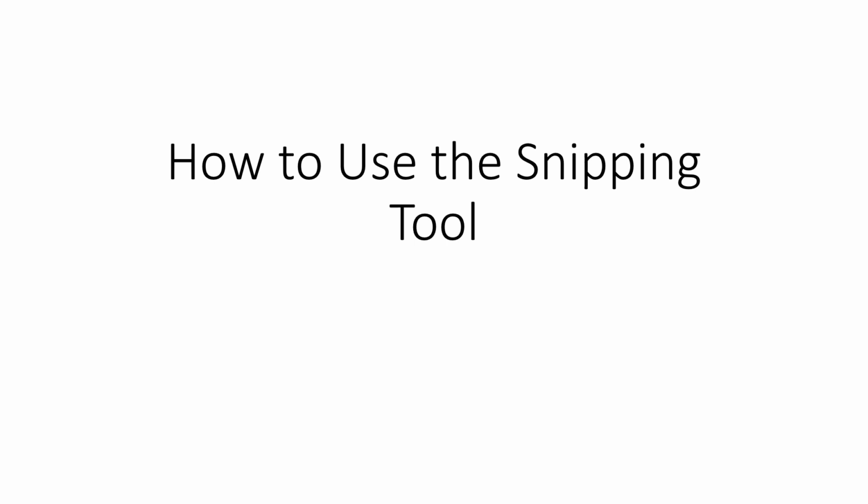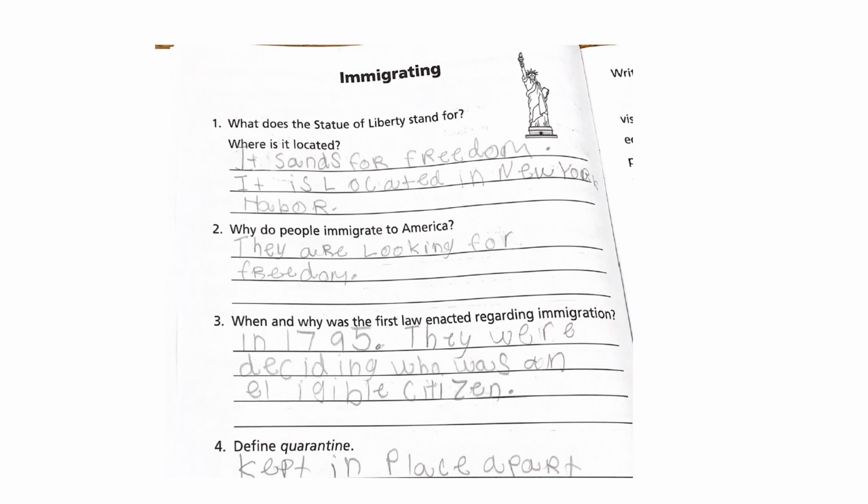Hey everybody, let's take a look at how to use the snipping tool. The first thing you're going to want to have is a document open on your screen, and that document should be the thing you want to copy from. In this case, I have a student work sample, and I want to copy a portion into a student's report.